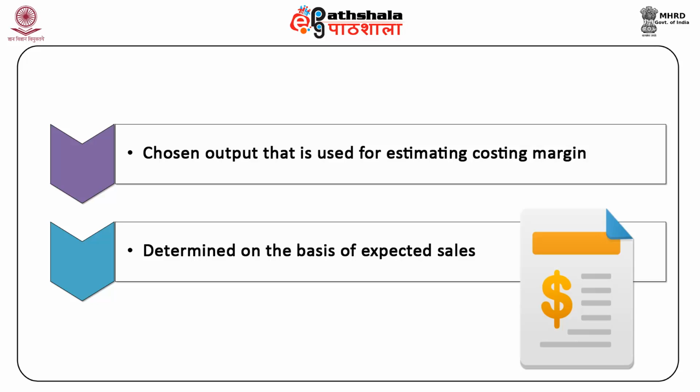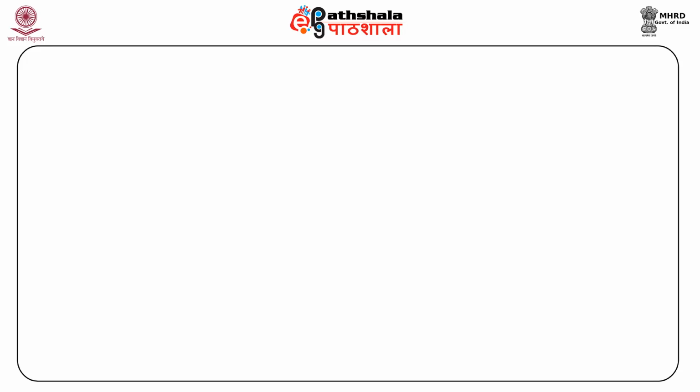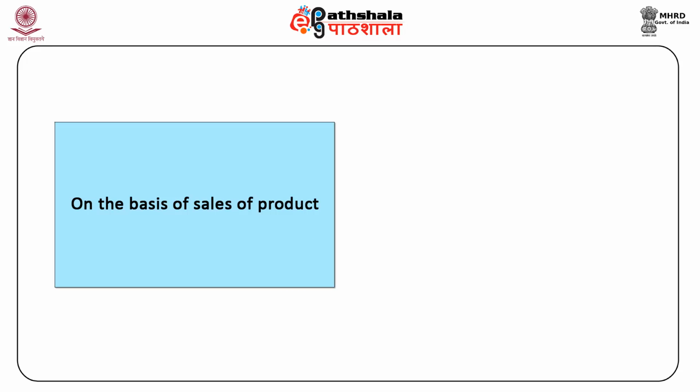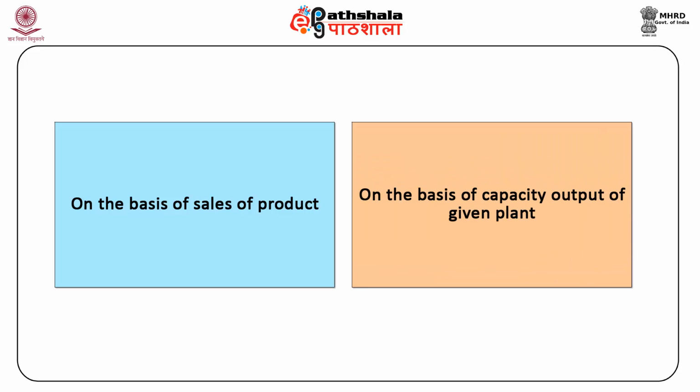The chosen output that is used for the purpose of estimating the costing margin can be determined in three ways. First, it may be determined on the basis of expected sales in the future period for which output is being produced. Secondly, it may be determined on the basis of sales of product made in the preceding production period or average sales achieved over a number of previous production periods. Thirdly, it may be determined on the basis of capacity output of the given plant, where capacity output is the maximum output that can be produced with the given plant.